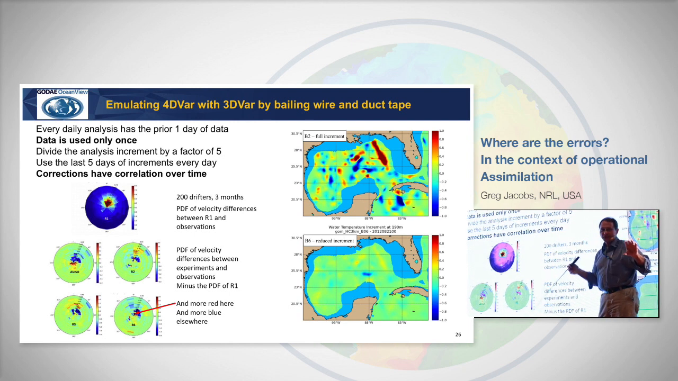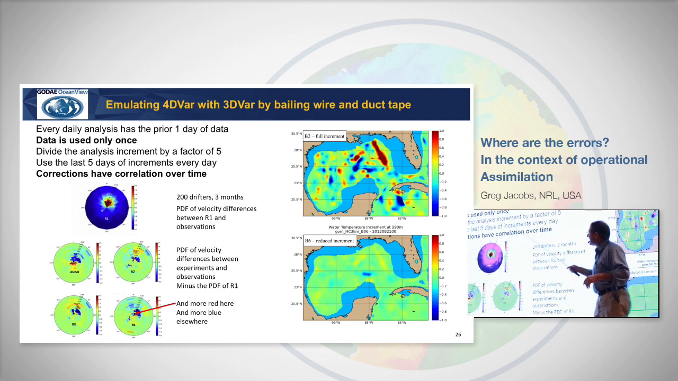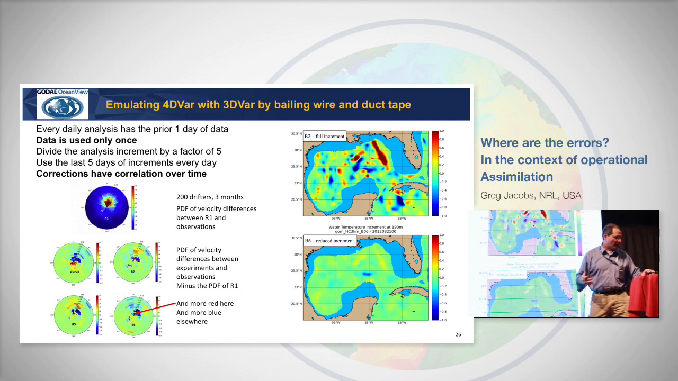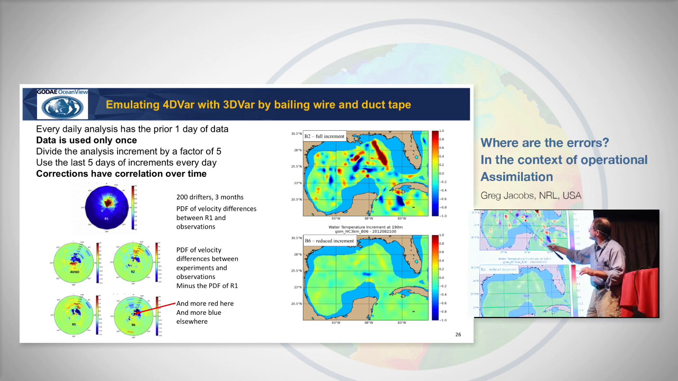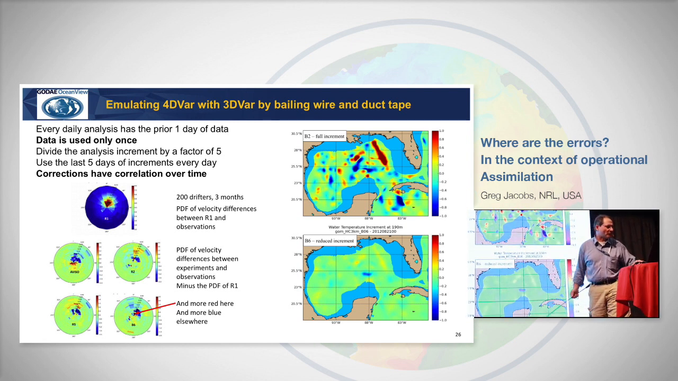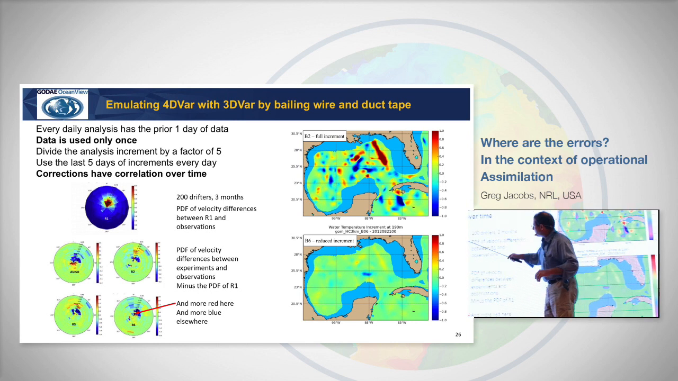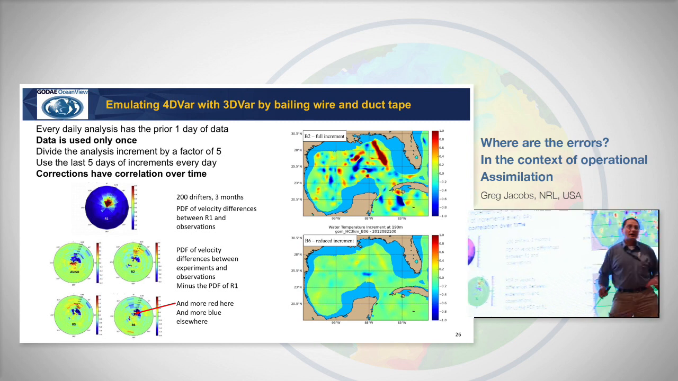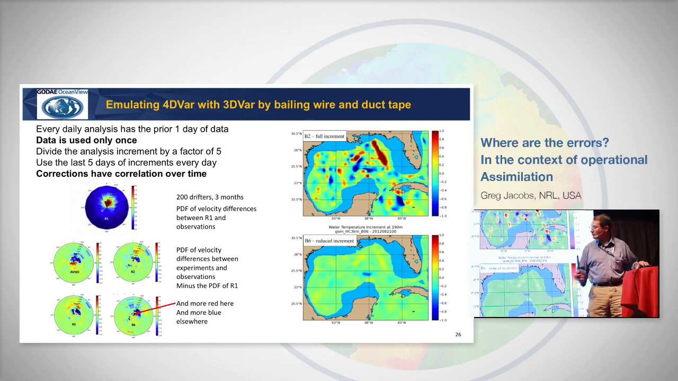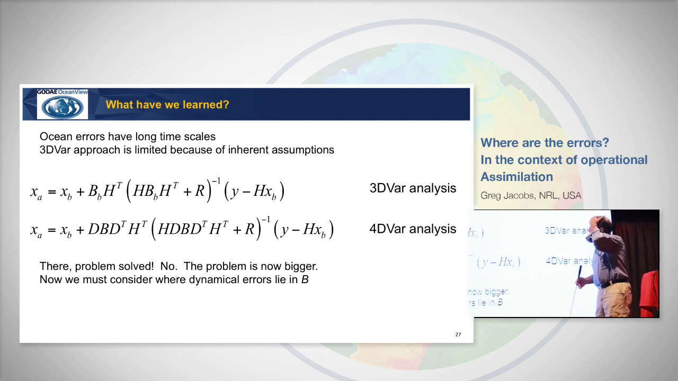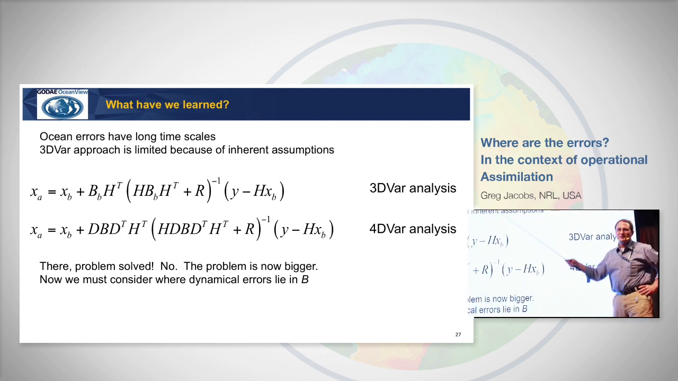But we take that analysis and we just divide it by 5. And then we use the analysis from the last 5 days, add them all up, and that's the correction that gets applied every day. So, for example, this is from one of the experiments using the full increment. Here's the analysis divided by 5 on 1 day. The previous 5 days of analyses are all added up, and that gives us the correction. And I won't try to explain the PDFs here, but that experiment where we tried to emulate that 4D VAR turns out, yeah, the PDFs change pretty significantly, and it has the lowest errors relative to all of those drifter observations.